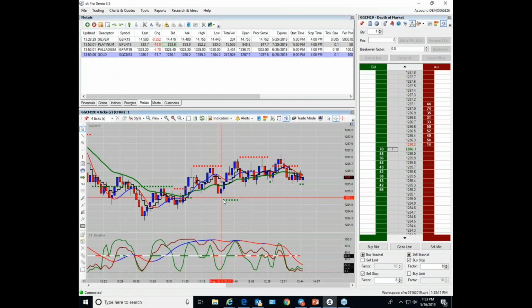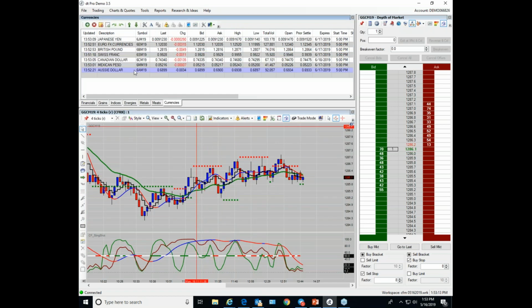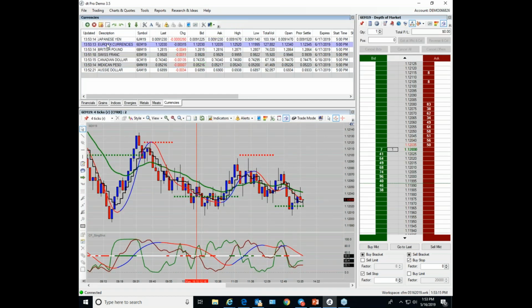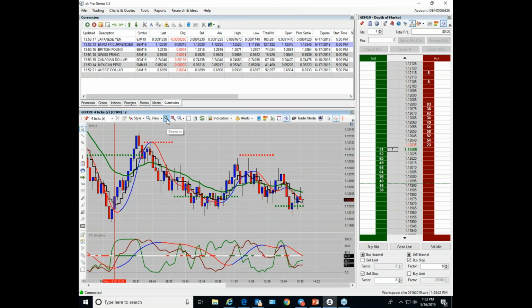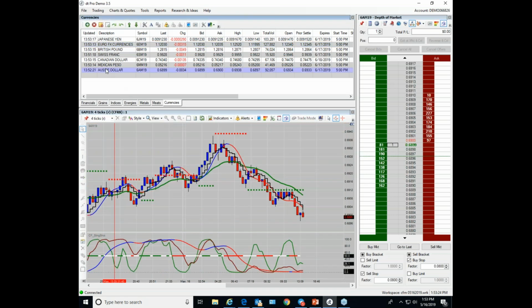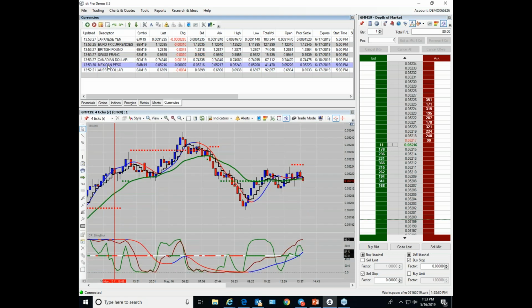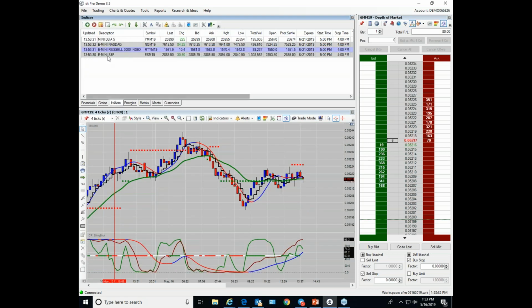I'm just going to go around. Gold, there's nothing going on there, and that's fine. The euro. Notice how I zoom out, we're still in that box. Aussie dollar, potential short. The Mexican peso in a range.